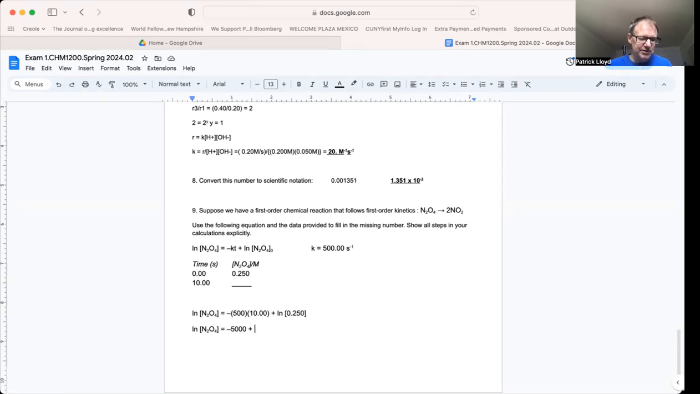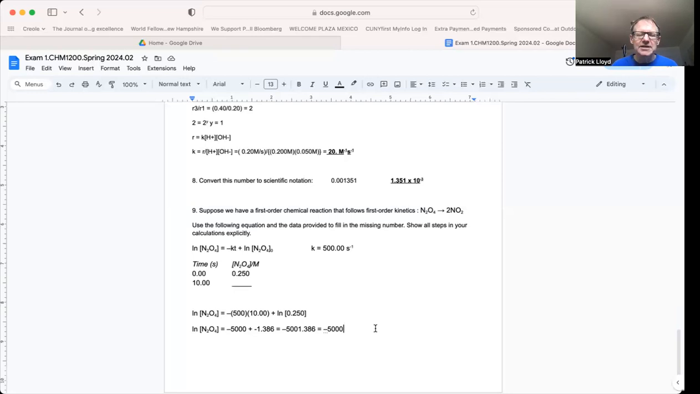So ln 0.25 is negative 1.386. Two negative numbers, you add them together. So that's minus 5,001.386. Which, to be honest with you, is approximately equal to minus 5,000. It's not going to be any different. Let me just put this in here. There we go, you'll get the same value. You can put in either one.